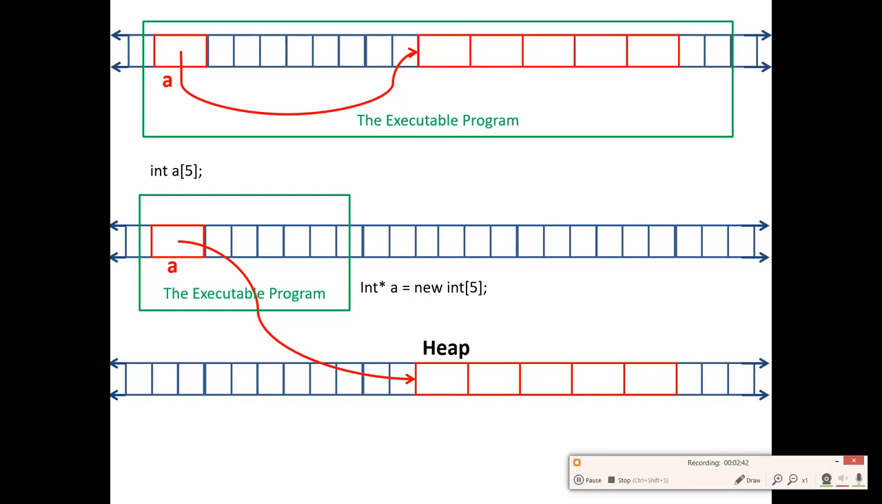When your program ends, the executable is removed from the memory. If you don't delete the memory that you have in the heap, then it's going to remain in memory, hence you're going to have a memory leak. This is essentially the difference between dynamic memory allocation and regular statically allocated memory. Okay? Are we okay with this? Anybody have any problem with this part?